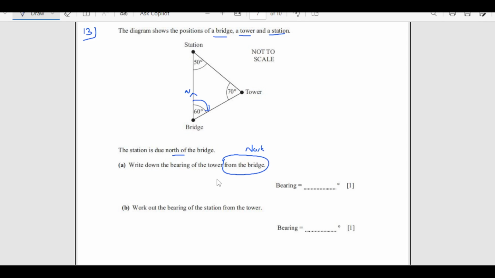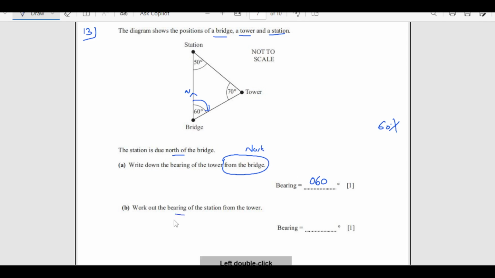So the bearing is 60. And remember one thing, whenever you write a bearing, it should be 3 digits. Though this was an acute angle, to make it 3 digits, we must add a 0 here. If you don't write the 0 and just write 60 like this, then you are not going to get marks. So you must write 060.